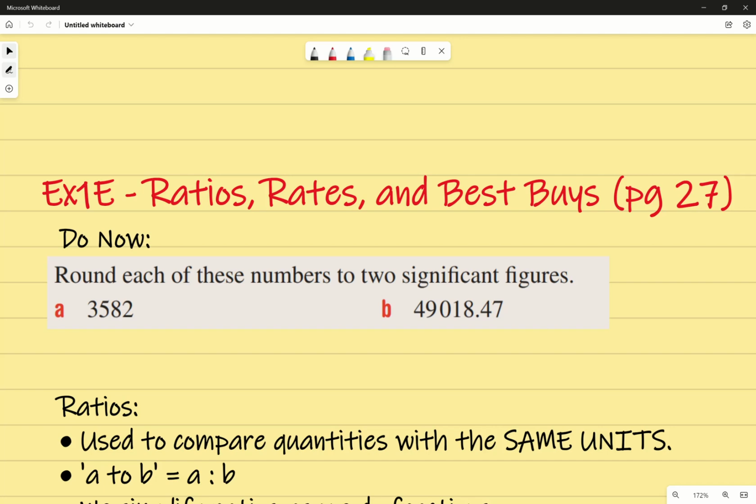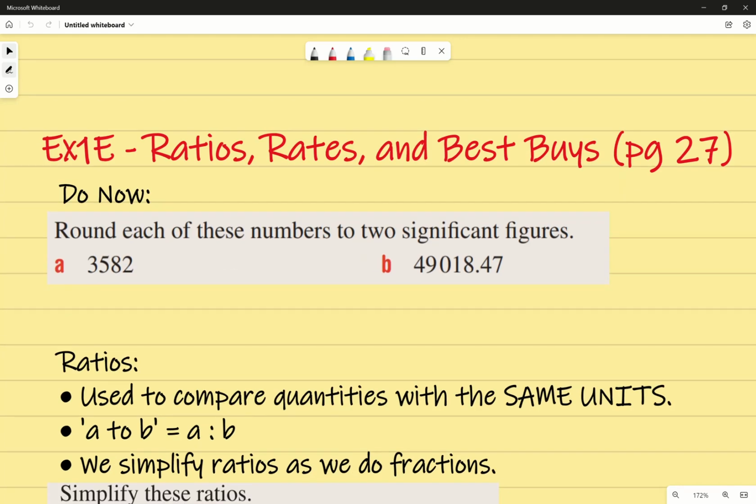We're going with our do now question of the day. We're making sure that we can round to two significant figures. So for 3,582, what is the second significant figure in this number? 5, thank you very much. So I look at the number afterwards. After 5 is the 8, so I round up. Therefore, it becomes 3600. What symbol should I put before 3,600?